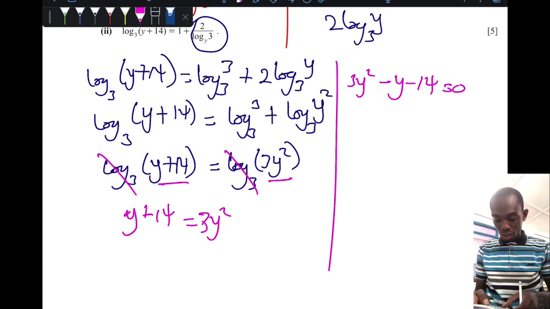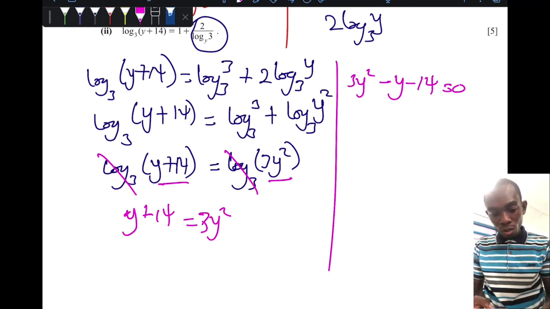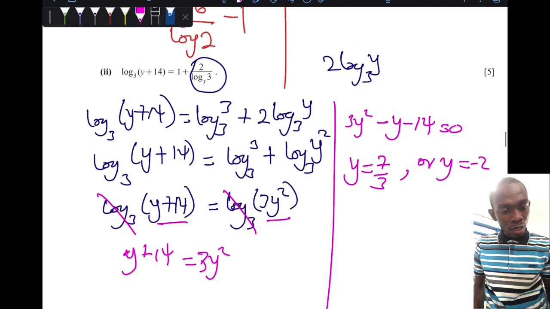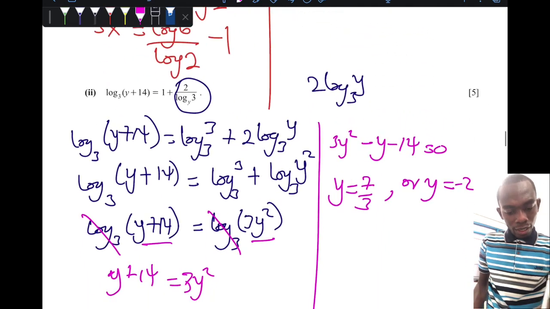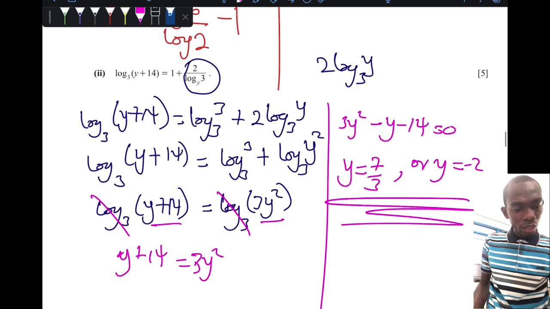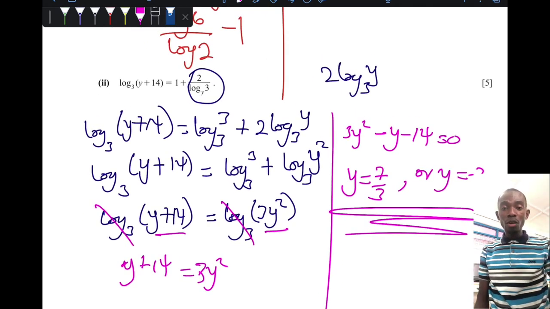If I use the calculator, which you must not do, you must solve it. You get y is equal to 7 over 3, or y is negative 2. So you know that they want us to solve for y. So we are done actually. You don't have to think too much, you are done. So that's how to solve a question like that.